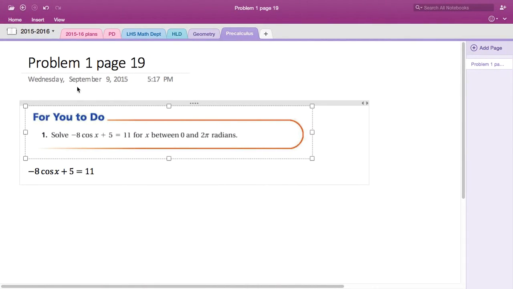Okay, this video is to go over problem number 1 on page 19. Solve negative 8 times cosine x plus 5 equals 11 for x between 0 and 2 pi radians. So we're going to solve this for x, but what's the x? X is the radians, right? Because it says solve it for x between 0 and 2 pi radians.